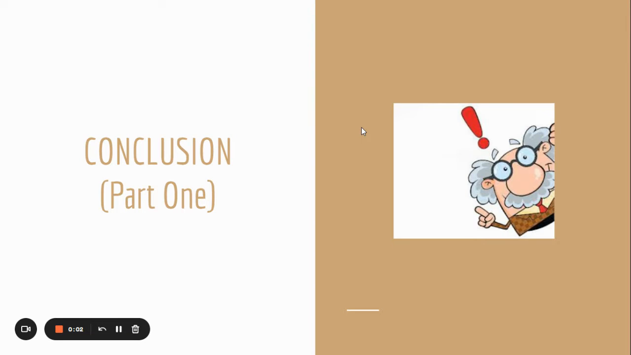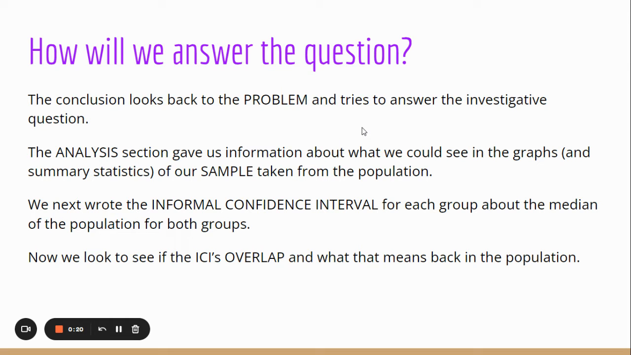Welcome back, and now we're up to the conclusion. So there are two parts to the conclusion. The first part is about addressing and answering our question, and we use those informal confidence intervals to help us out here. So we'll look back at our problem and answer it using the analysis that we've been given and using our sample, which was taken from that population.